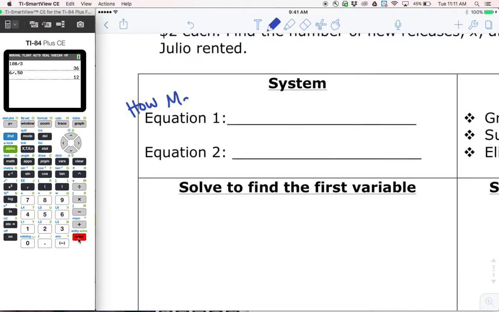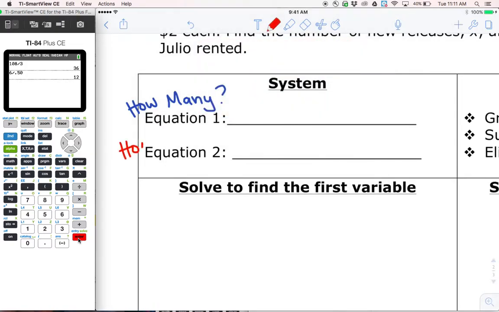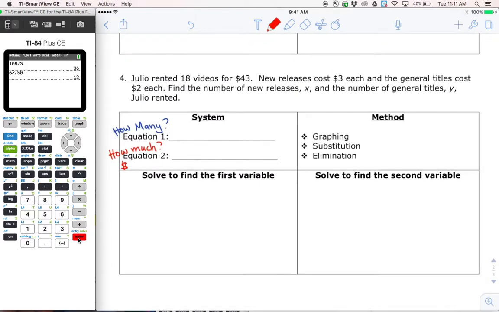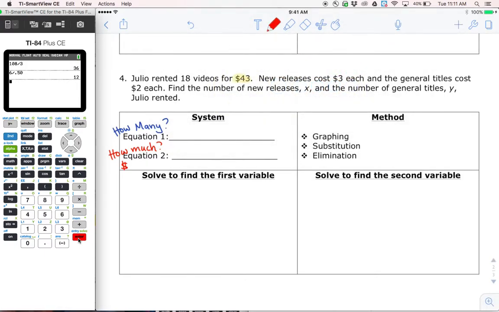I'm going to write my how many, and I'm going to write how much just to organize my thoughts. And don't forget that how much we're talking about money. So let's start with looking for all the money. I think that's the easiest way. All right, I got $43 total, so equals 43. I've got $3 each for new releases, and they want us to say new releases are X. So I'm going to say 3X plus general titles cost $2 each, and general titles we're going to call Y. So plus 2Y equals 43.